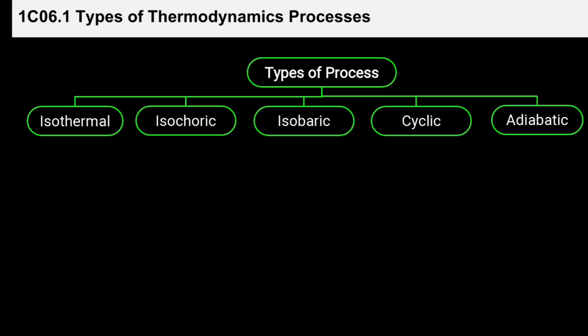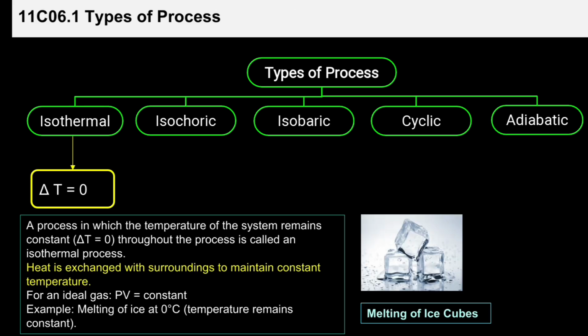So let's start with isothermal process. So what is isothermal process? A process in which temperature of the system remains constant throughout the process is called an isothermal process. Heat is exchanged with surroundings to maintain constant temperature of the system. For ideal gases, PV is equal to constant during isothermal process. The melting of an ice cube at 0 degrees Celsius is an example of isothermal process.